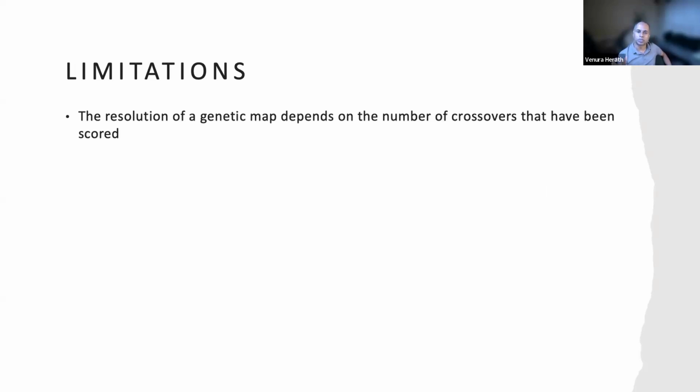The resolution of your genetic map is going to depend on the number of crossovers that have been scored. Because if there's no variation, there's no way you can do the genetic mapping. This is not a big issue for microorganisms, because remember, if you take E. coli or Escherichia coli, they can multiply within 20 minutes, but it's not going to be the same case for the others.